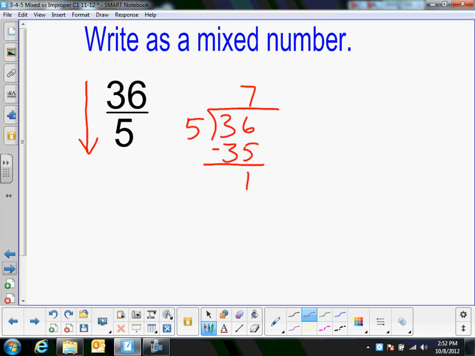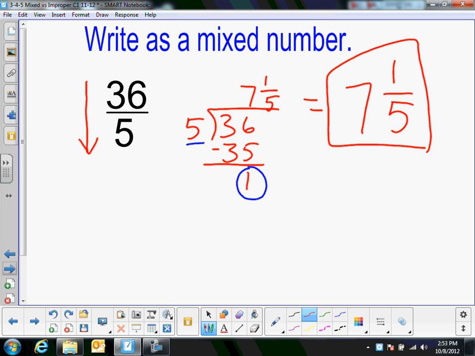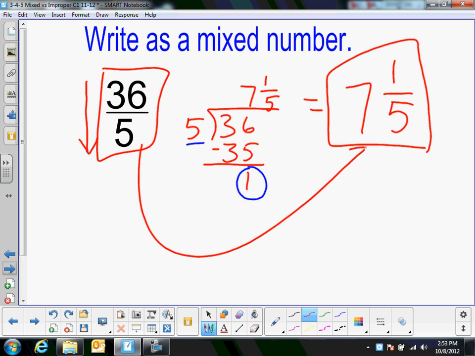So what you do now is it goes in 7 full times. The remainder, 1, gets written over the divisor, 5. So this is 7 and 1 over 5. 36/5 is the same thing as 7 and 1/5. So here I had my improper fraction, and I converted it to a mixed number. So it's going the other way. And you can even check your work by converting it back into an improper fraction, and you should get it.